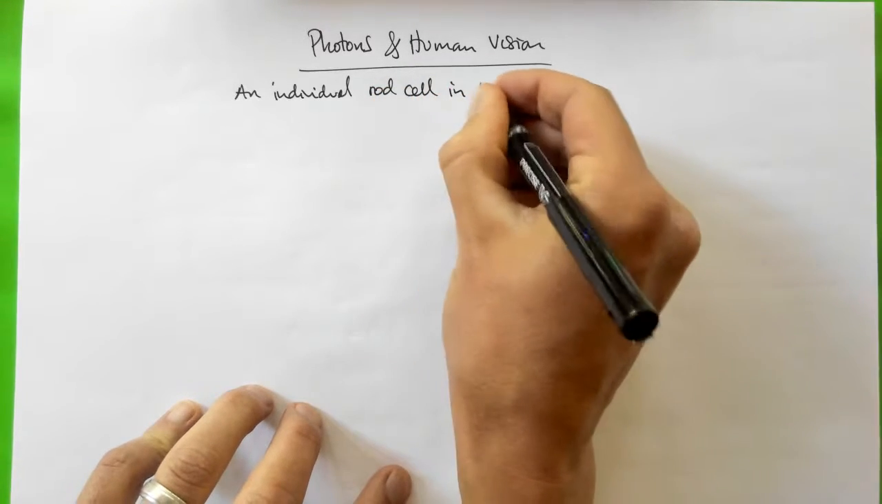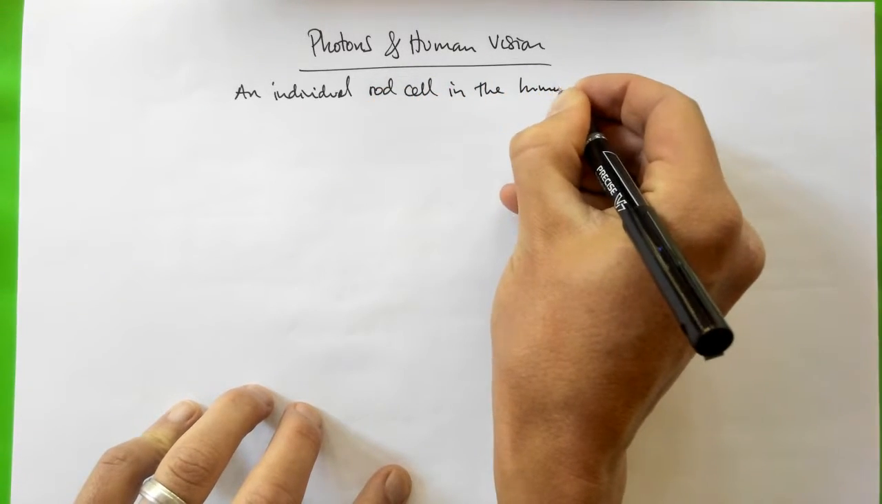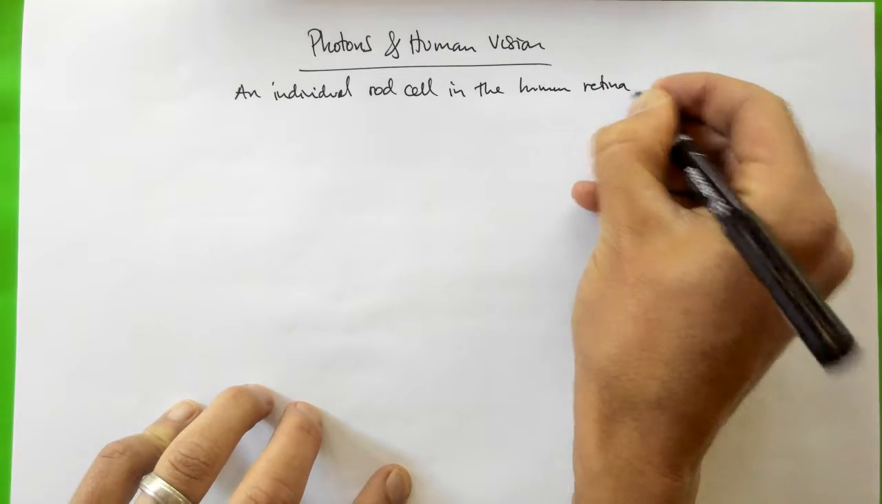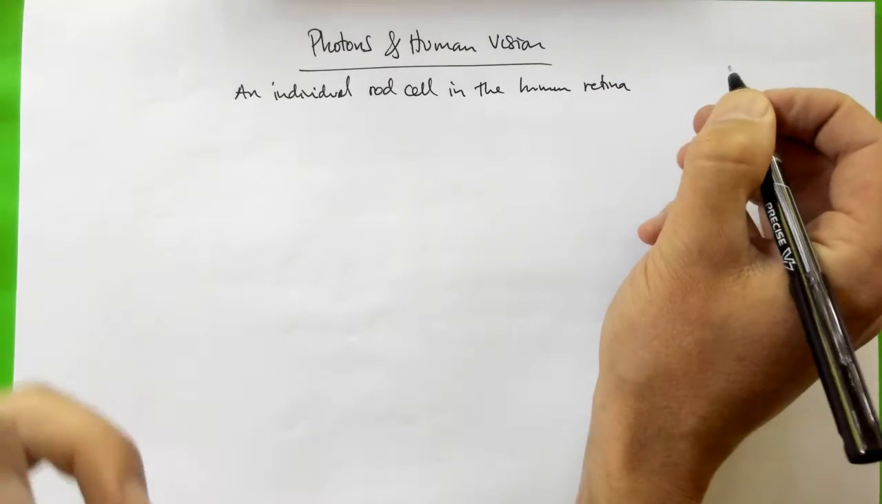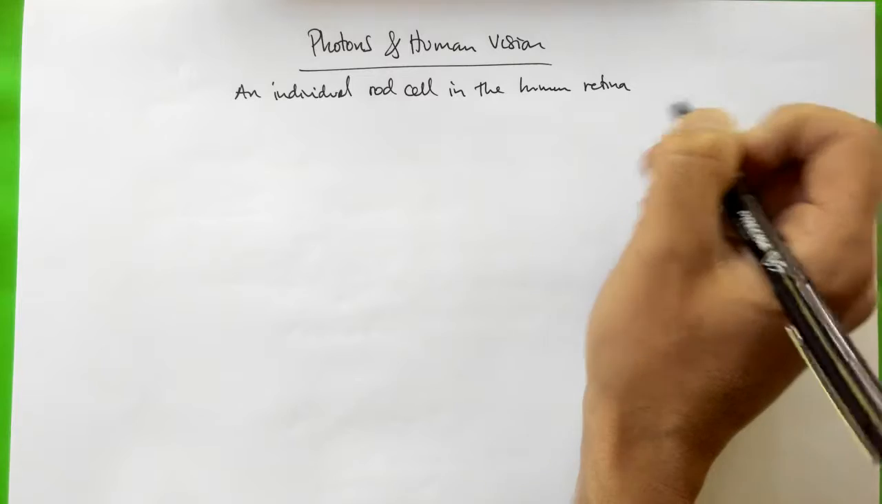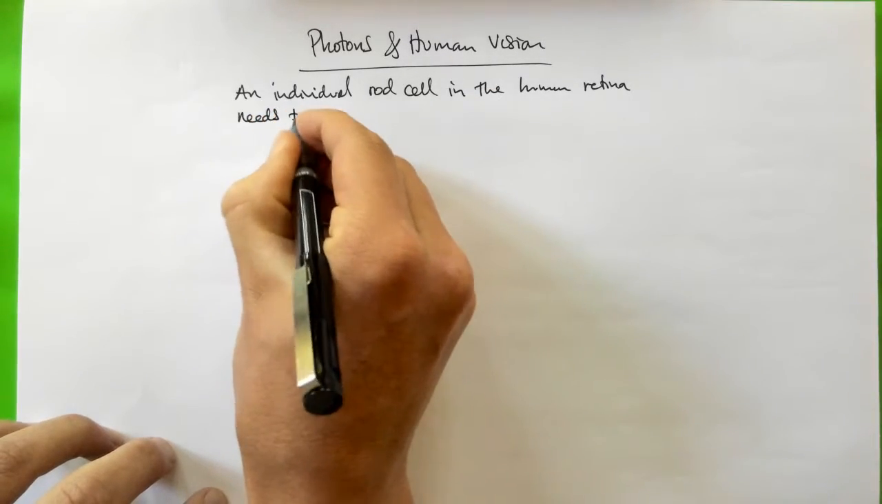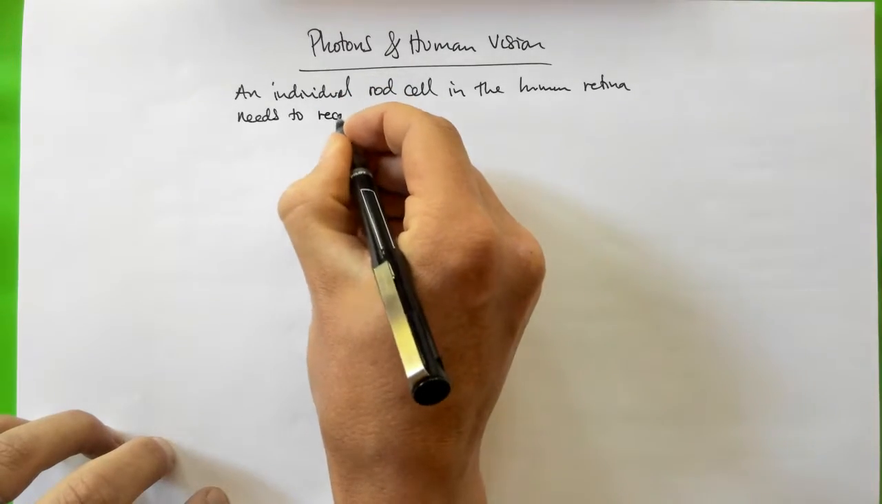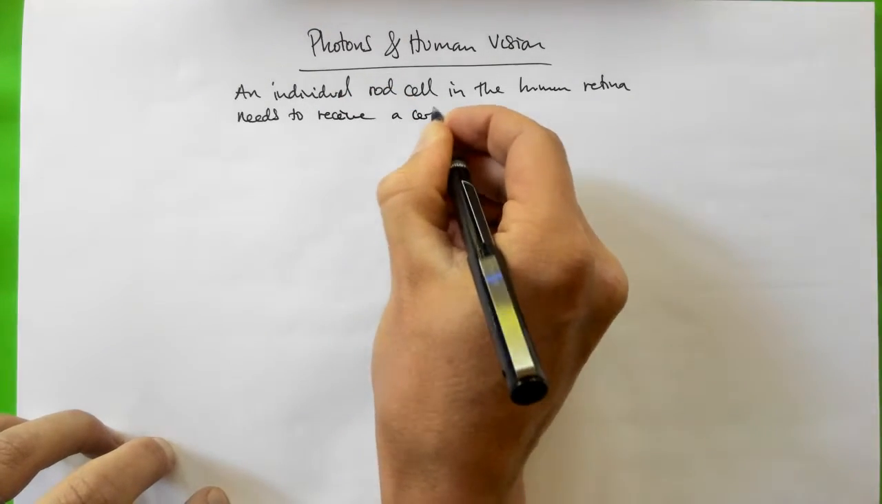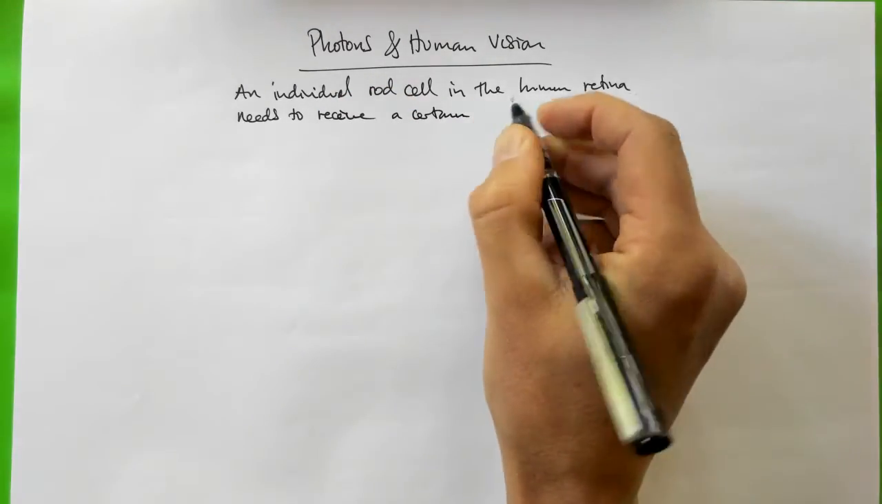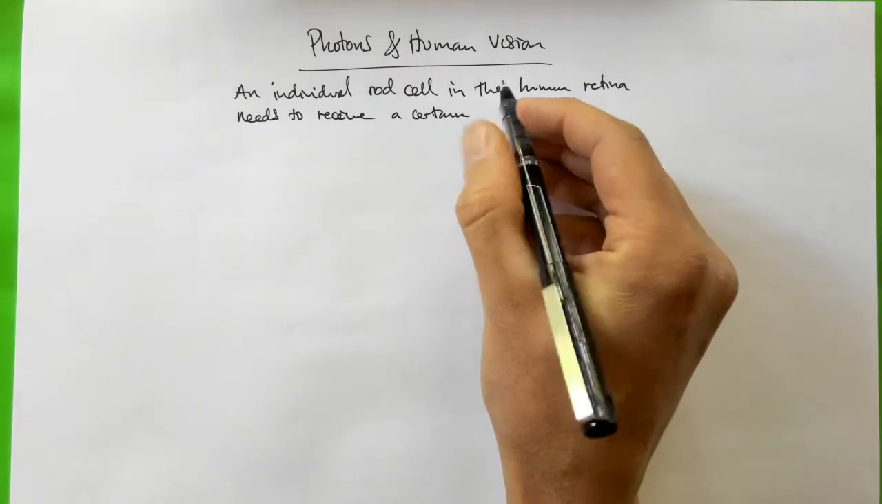So an individual rod cell in the human retina needs to record a certain minimum amount of energy in order for it to decide that it has actually seen something real. Now the question we're going to ask is, how many photons does that actually correspond to?